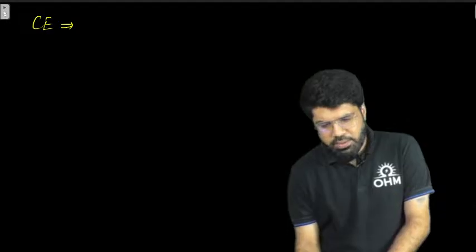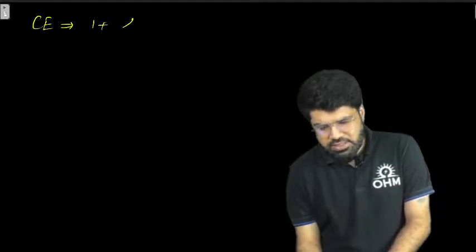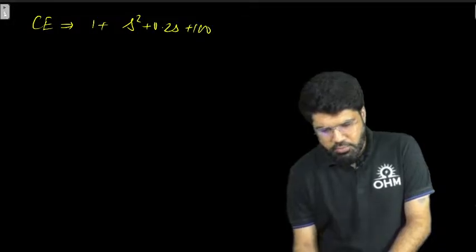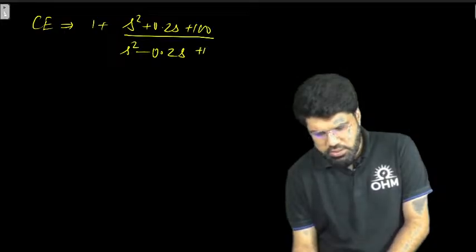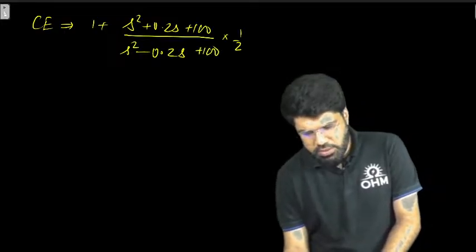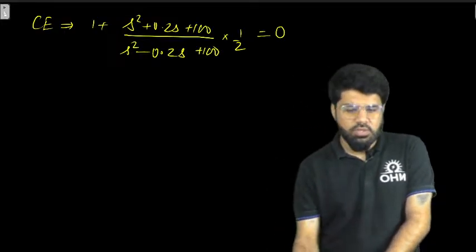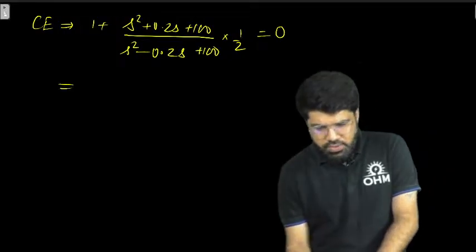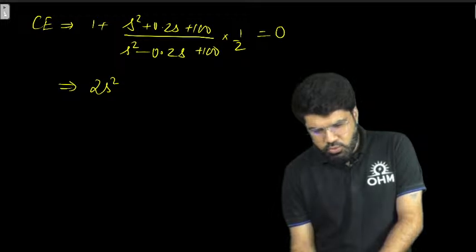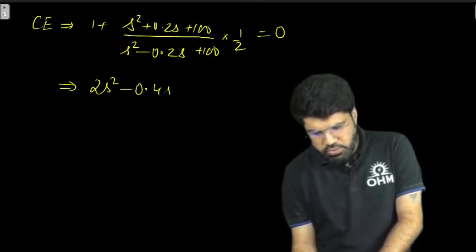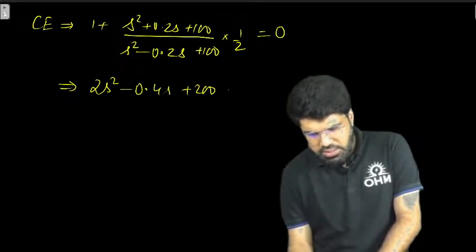1 plus G(s)H(s): 1 plus (s square plus 0.2s plus 100) upon (s square minus 0.2s plus 100) into H(s) which is 1 by 2, and this has to be equated to 0. So solving this, I will have 2s square, then 2 into 0.2 minus 0.4s plus 2 into 100, 200 plus, then what will you get?